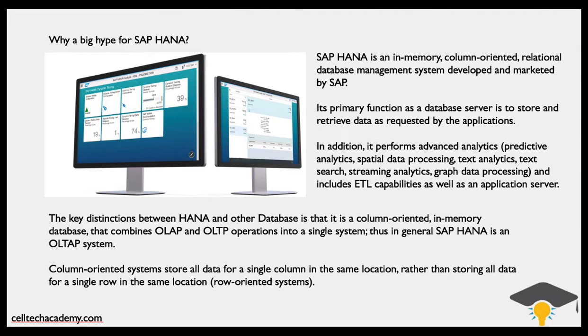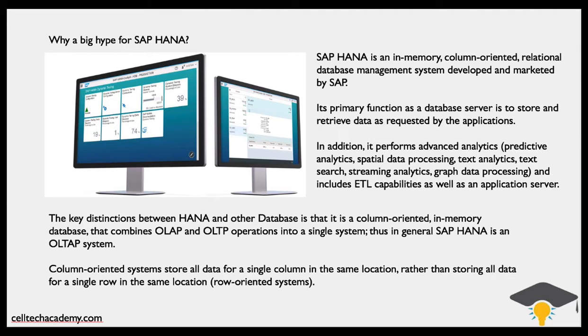SAP HANA is a database just like any other database like Oracle, MS SQL Server, or IBM DB2, but a lot more features are included in SAP HANA. First of all, it's in-memory. What is in-memory? In-memory is the whole database resides in the memory. That's the beauty about it. So it's super fast. Another thing is column-oriented.